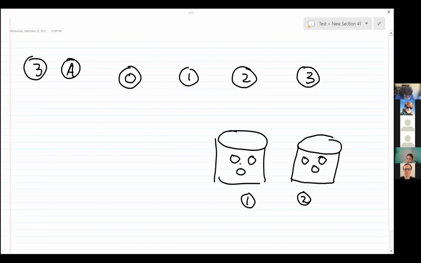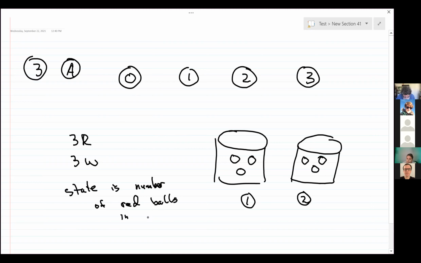And the balls are of 2 colors. So what does the state represent? The state represents the number of red balls in box 1. So there's 3 red and there's 3 white. Okay. And the state is the number of red balls in box 1.